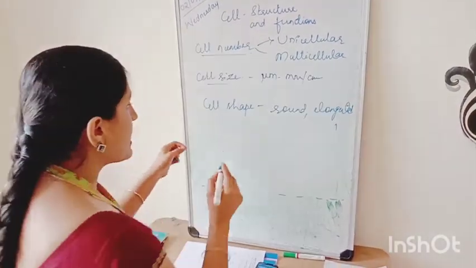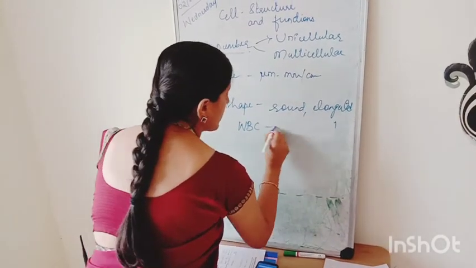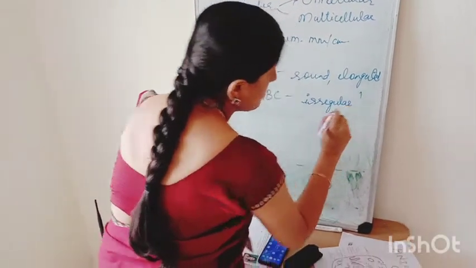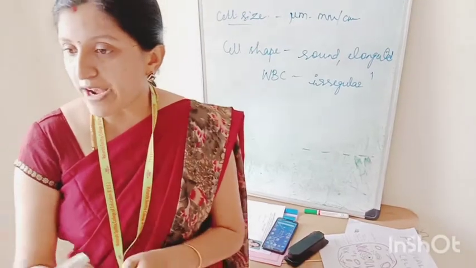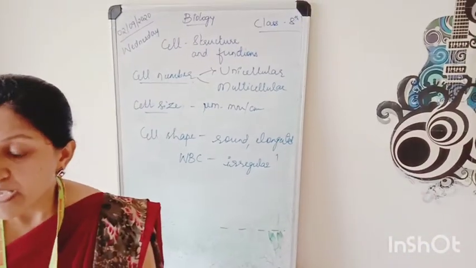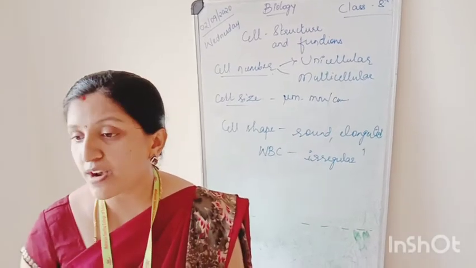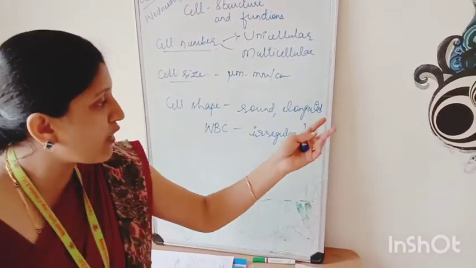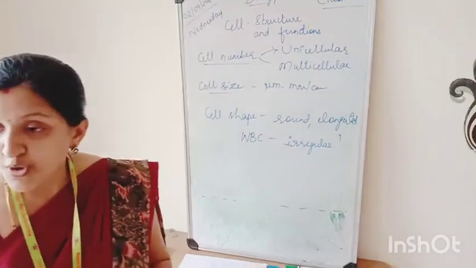Okay, so the white blood cell also has an irregular shape, so that it can ooze out of the blood vessel. Whenever there is an infection, or whenever white blood cell action is necessary in our body, it oozes out through this irregular shape. So its shape is not fixed.